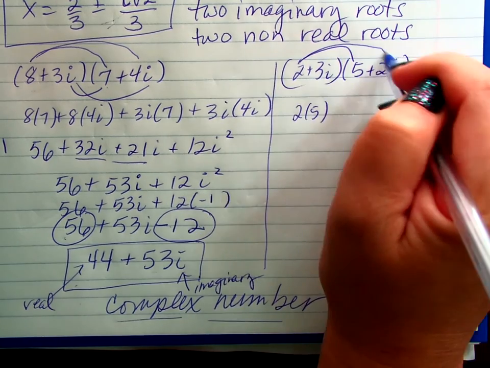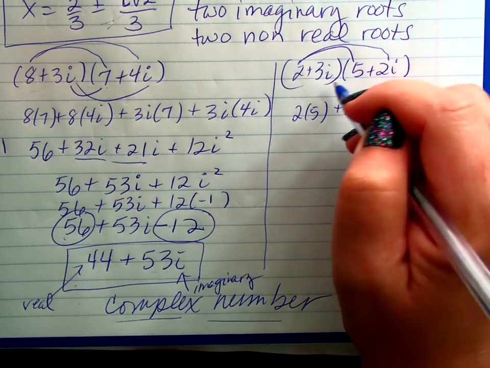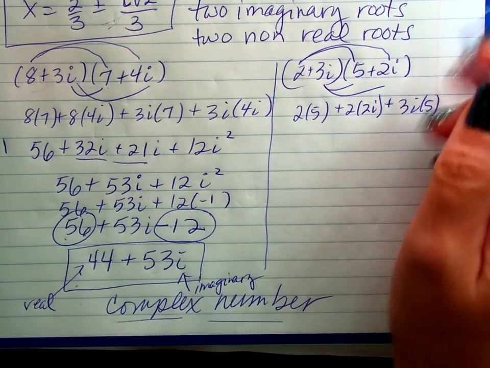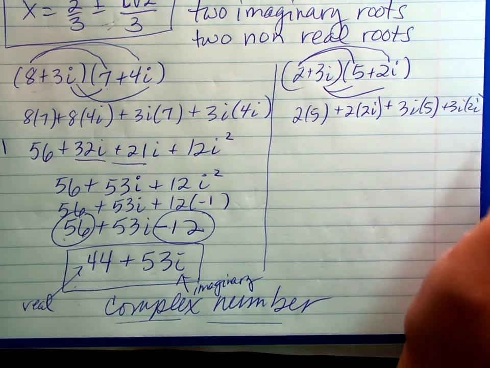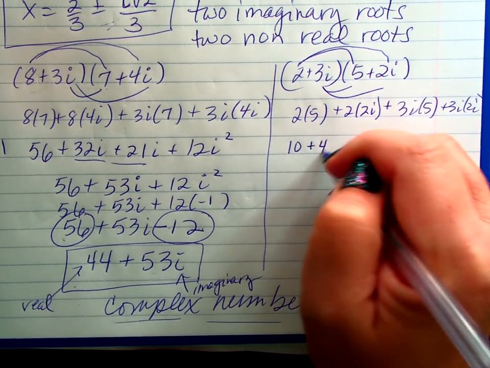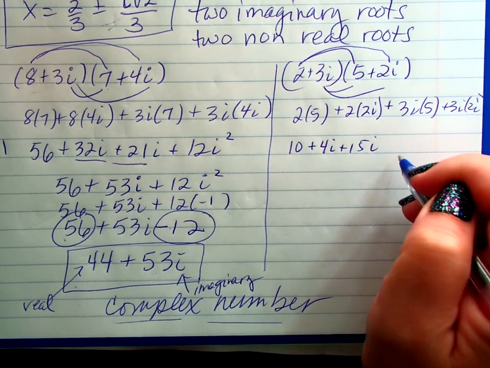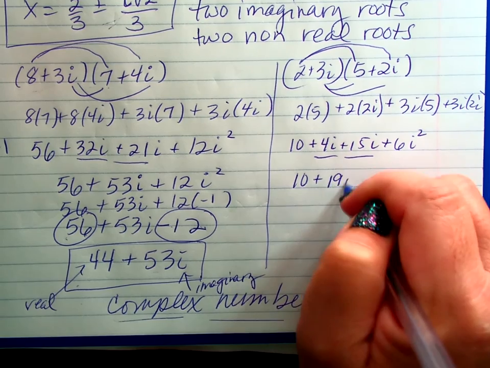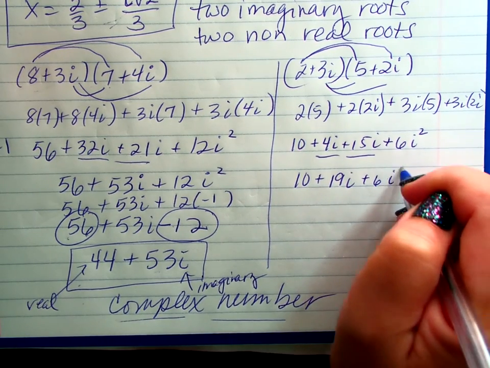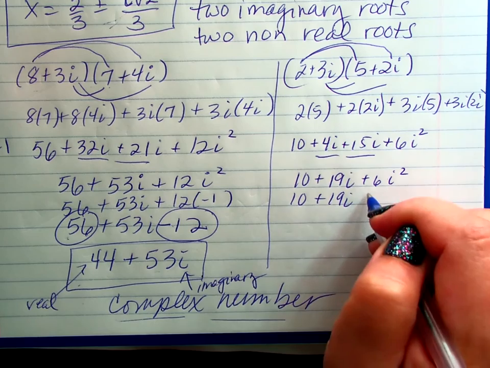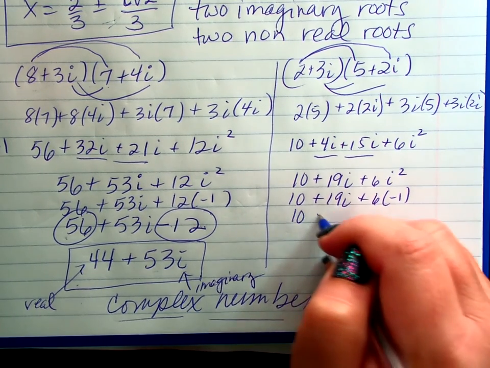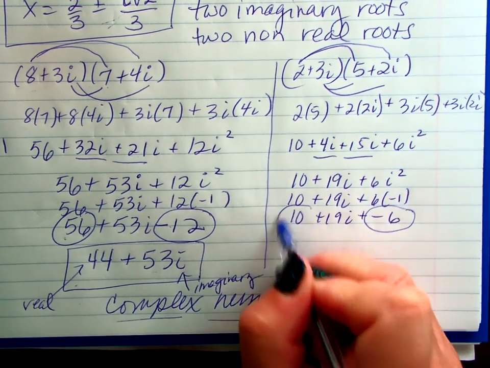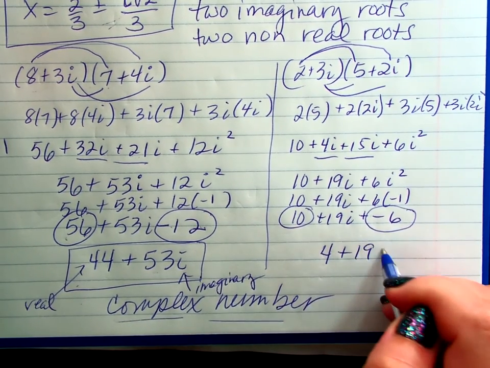2 times 5, 2 times 2i, 3i times 5, 3i times 2i. We simplify to get 10 plus 4i plus 15i plus 6i squared. Combine the middle terms to get 19i. And remember that by definition, don't we know that i squared equals -1? So our final step is that we get a -6 here. -6 plus 10 gives me 4 plus 19i.